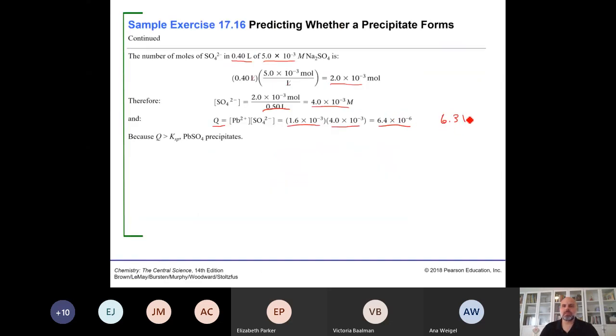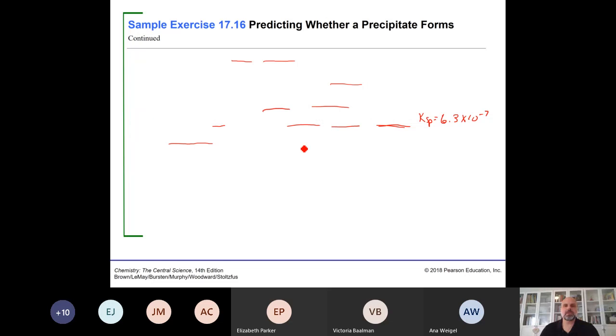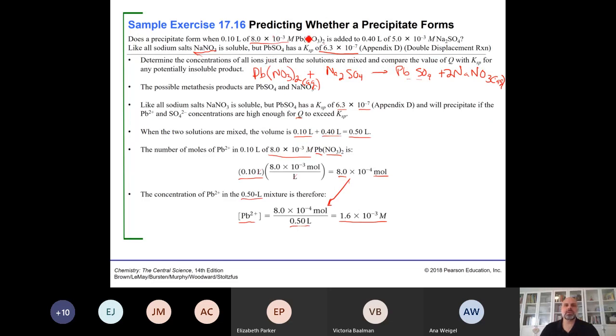6.3 times 10 to the minus 7th is our KSP. So we can see that since the Q is greater than the KSP, we're going to have lead sulfate precipitating from solution. So if we go back to the problem, when we mix lead nitrate at this concentration with sodium sulfate at this concentration, we're going to see a precipitate of lead sulfate crashing out of solution. That's all that's going on here.